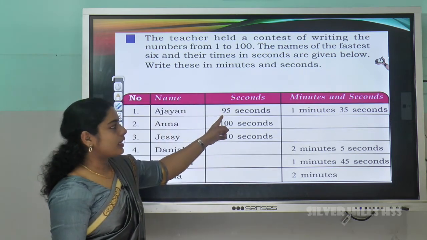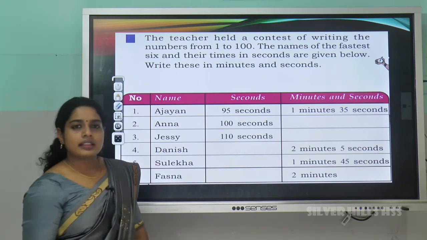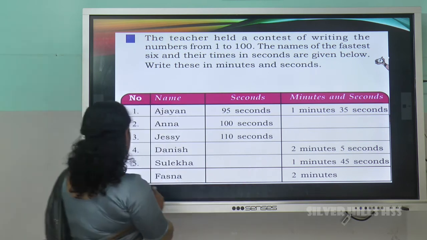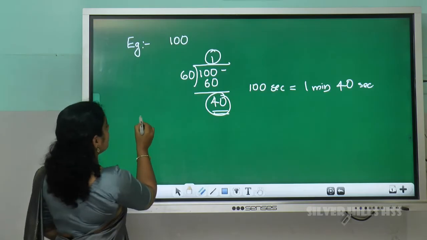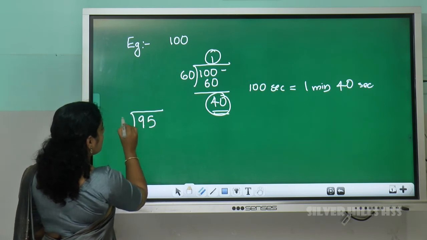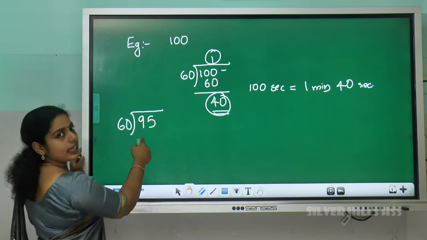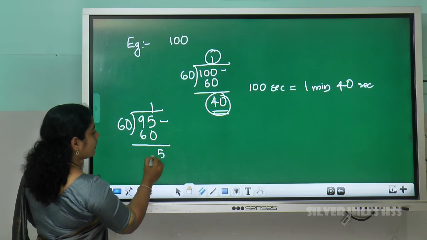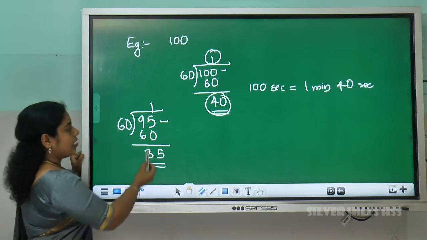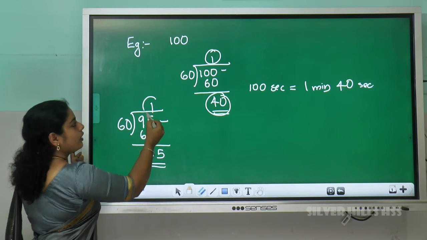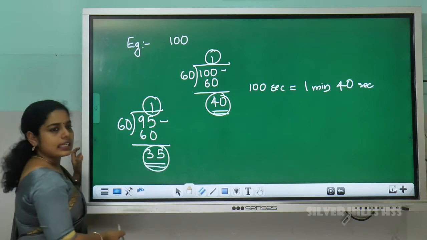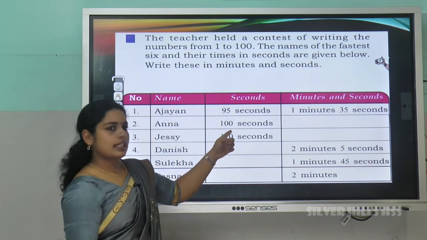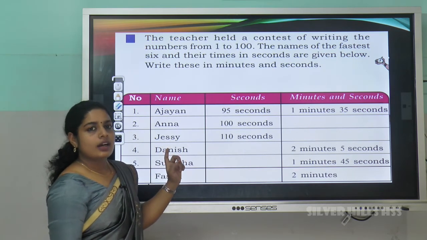So, 95 seconds will make 1 minute and 35 seconds. How? 95 is divided by 60. And we have 1 60 in 95. 1 60 is 60. While subtracting, you will get 35. That means 95 seconds is also equal to what? 1 minute and 35 seconds. Okay. That is written here, 1 minute 35 seconds.